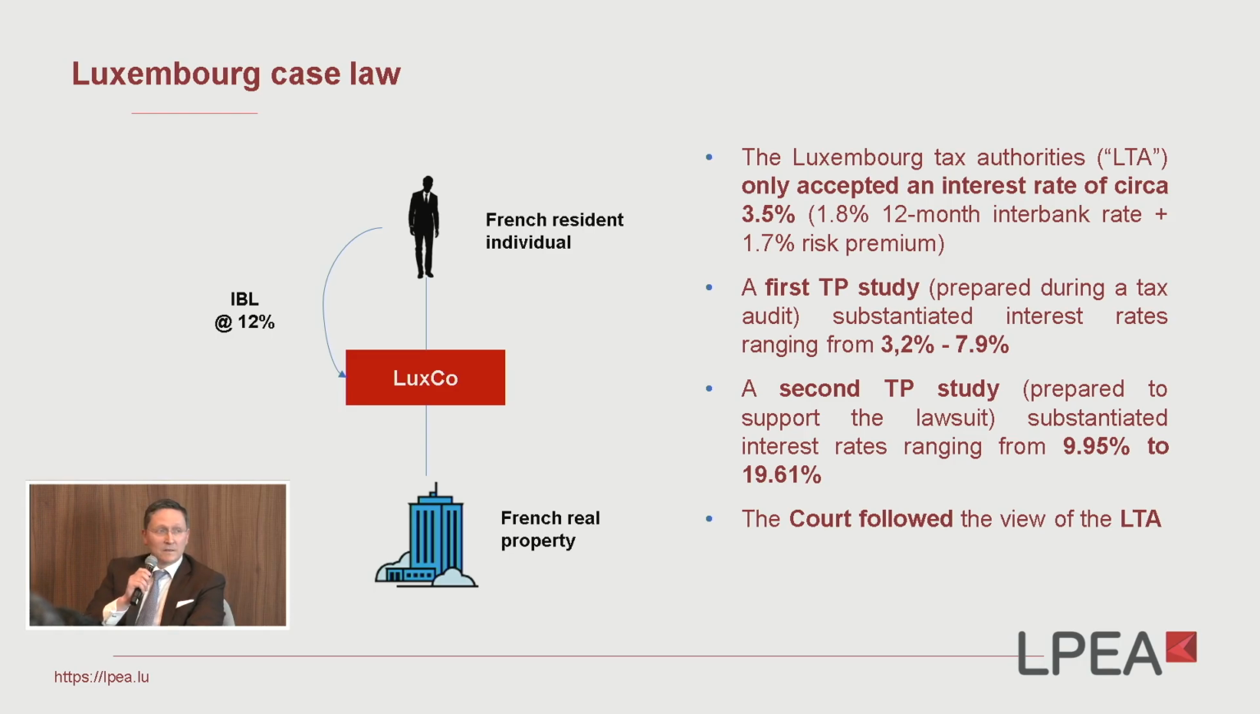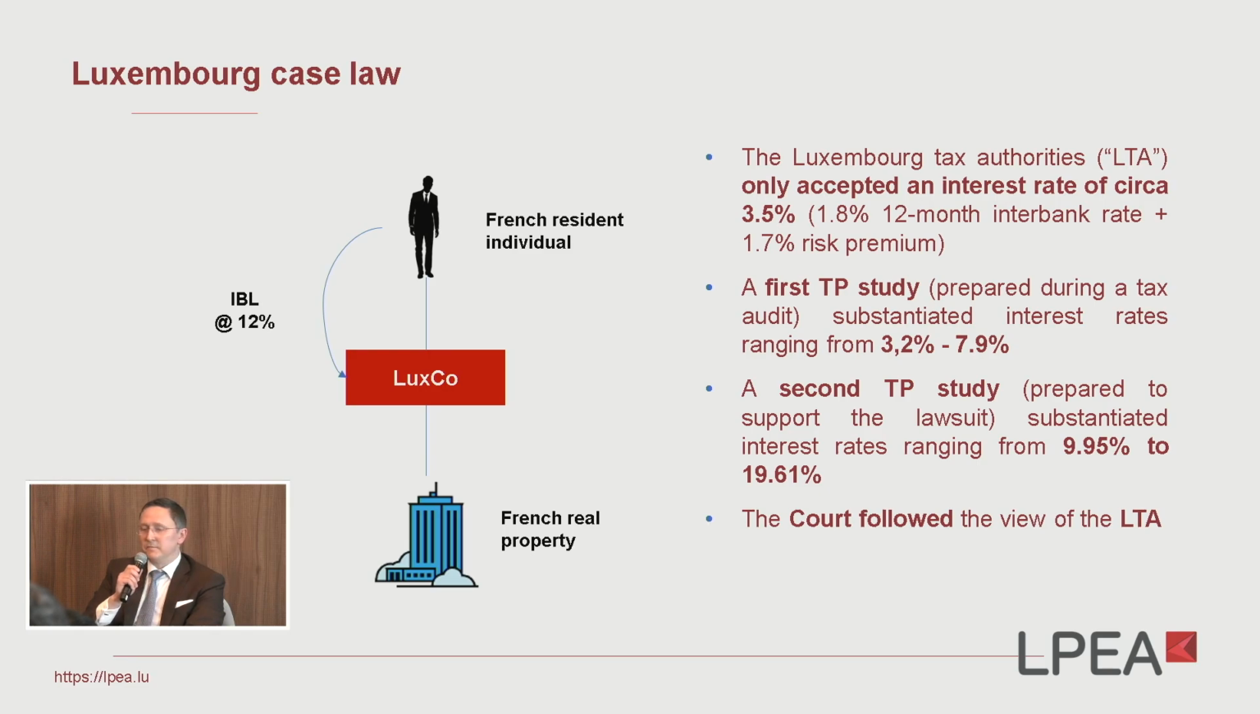Then the case went in front of the Luxembourg tribunal. For that purpose, a second TP study was performed. Here, the conclusion reached was an arm's length range of interest rates somewhere between 10 and 20%. That's obviously a very broad range. And in the end, the court decided in favor of the Luxembourg tax authorities.